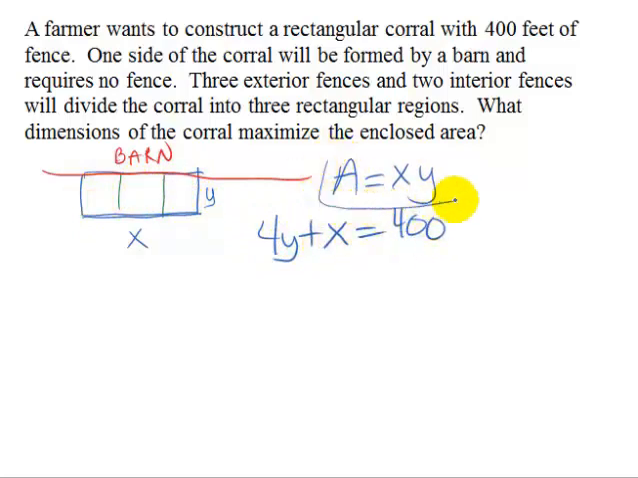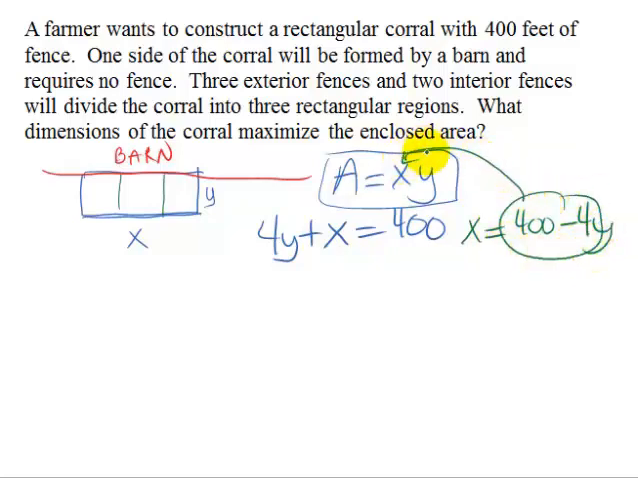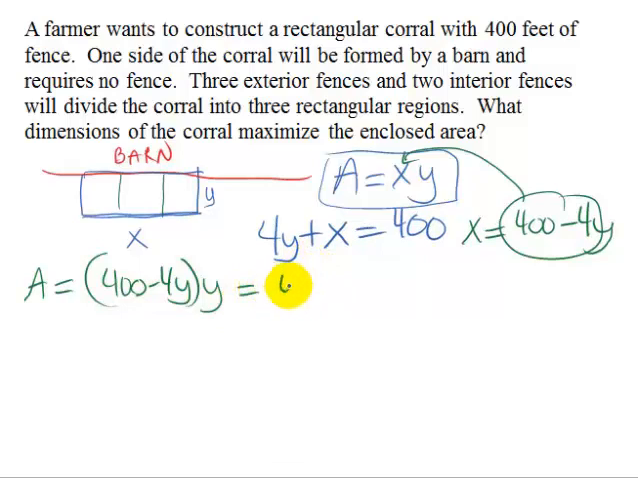So now, since we have area as a function of x and y, we could solve this for x and have 400 minus 4y, and we can put that in for our x here. So we now have our area equals 400 minus 4y multiplied by y, and if we multiply that through, we have 400y minus 4y squared.